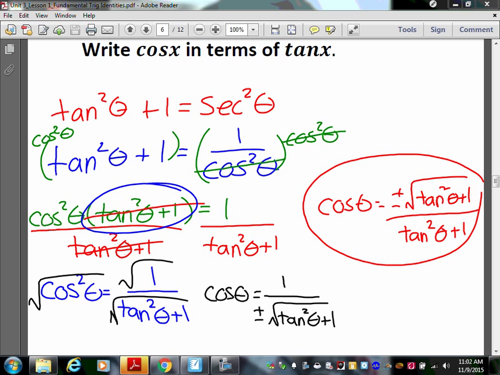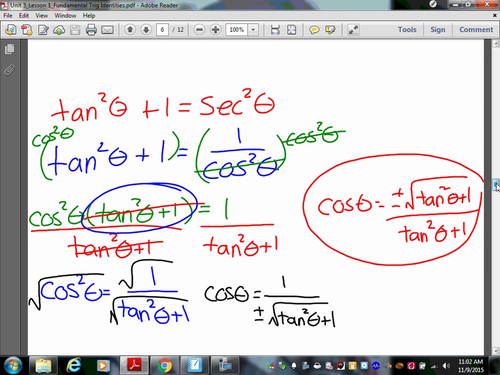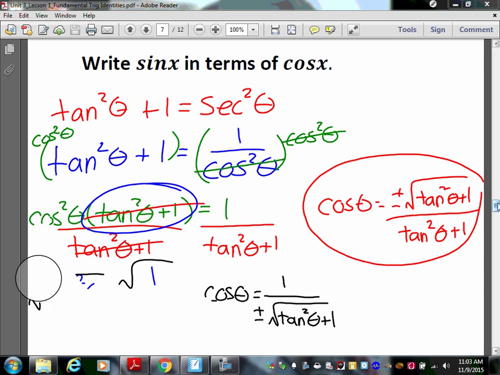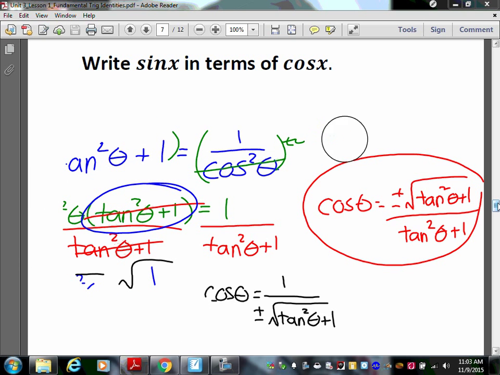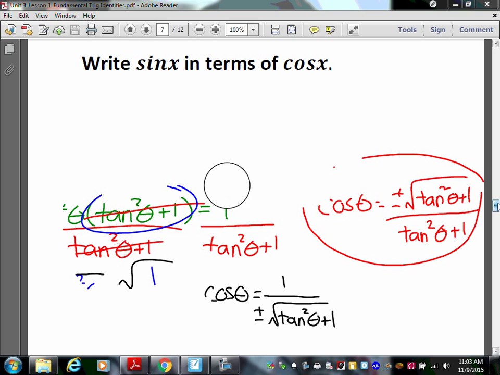So let's try one. Again, I gave you, I think, the easier of the two to do by yourself. So we're writing sine in terms of cosine.